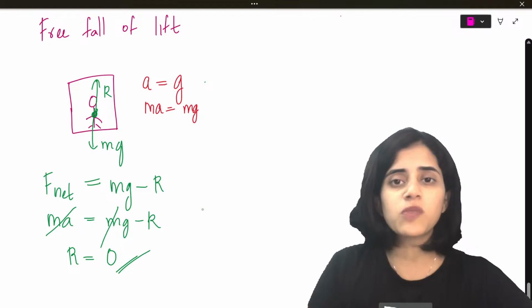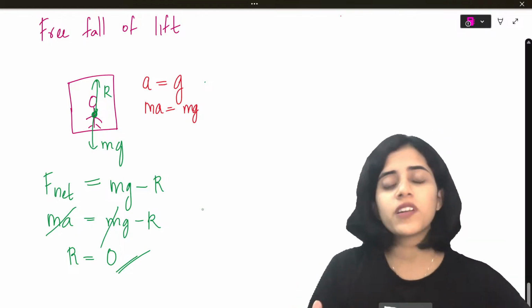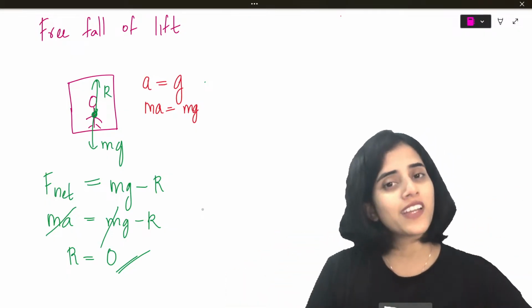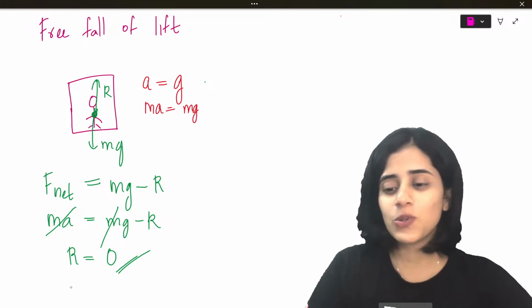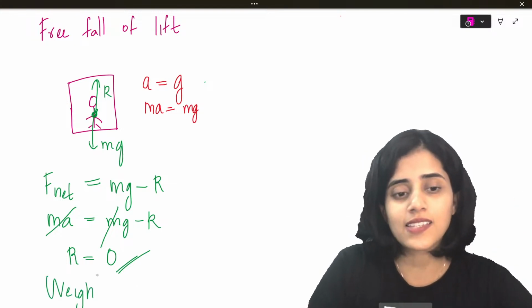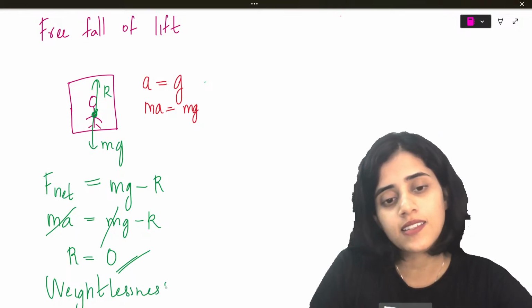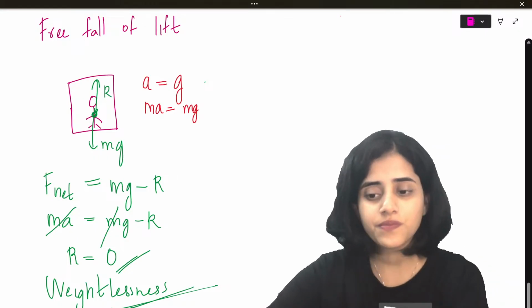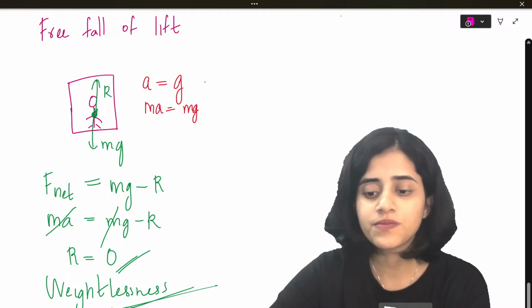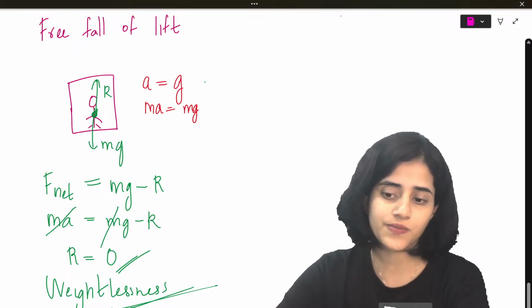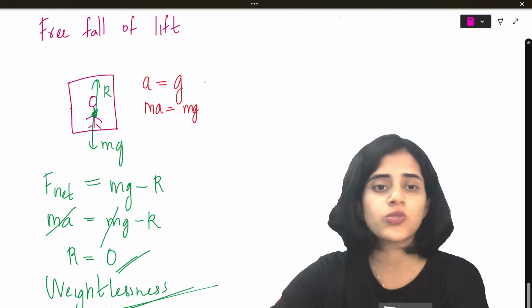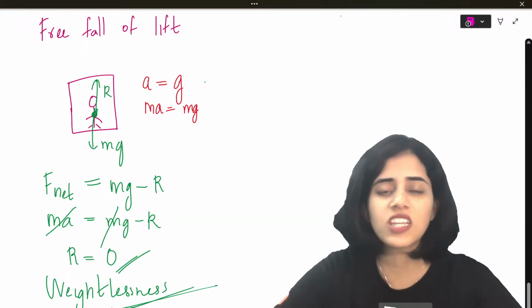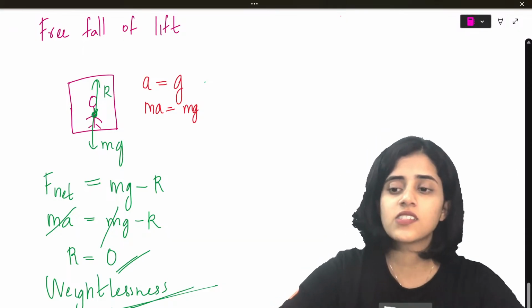Depending on the normal reaction, you experience weight. If normal reaction is high, you experience a lot of weight. If normal reaction is less, you experience little weight. If normal reaction is 0, what do you experience? Weightlessness. So when normal reaction is 0, you experience weightlessness. Very good, students. G is 9.8 or 10, that is your acceleration. Here I don't put numbers because anyway I have to cancel it, so I can just write it as g.